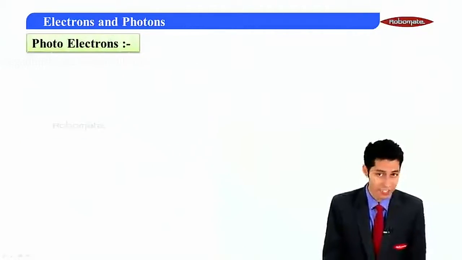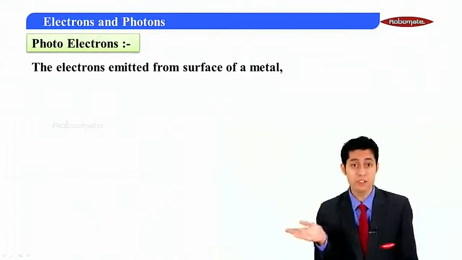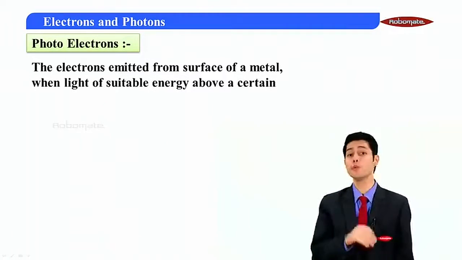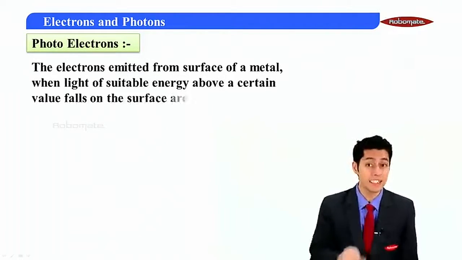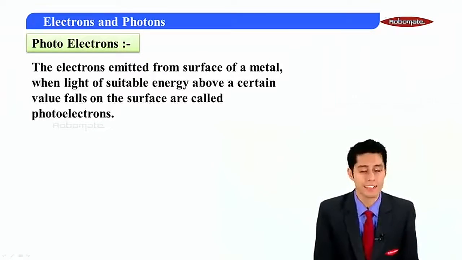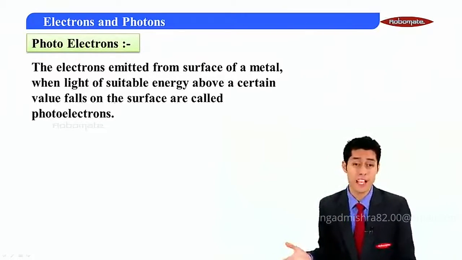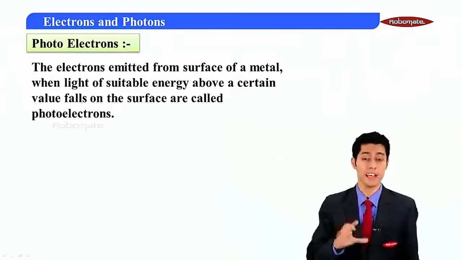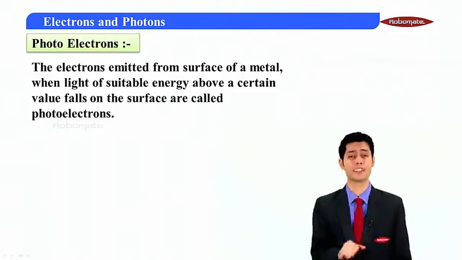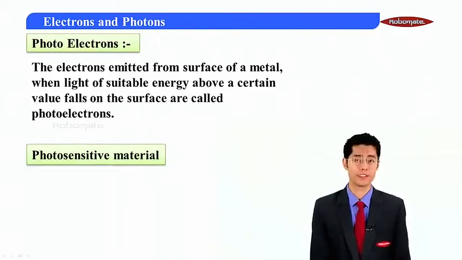We move ahead to the next definition. It is photoelectrons. The electrons which are emitted from the surface of a metal when a light of suitable energy above a certain value falls on the surface is called as photoelectrons. Means these are those electrons which are emitted from the metal surface when a light of suitable energy above a certain value is falling on that surface, and those electrons are called as photoelectrons.